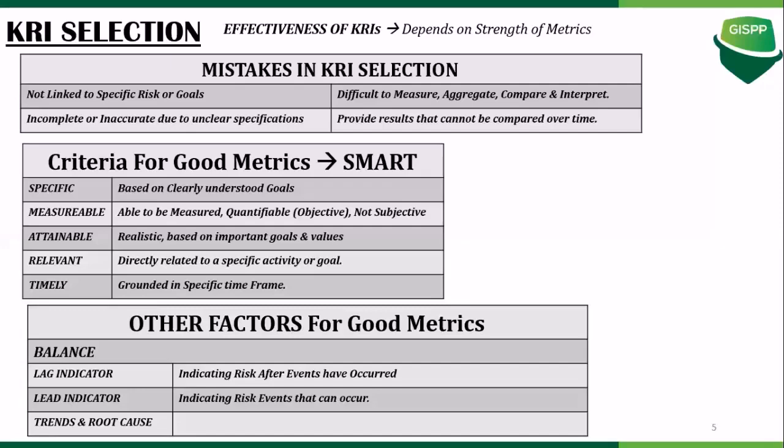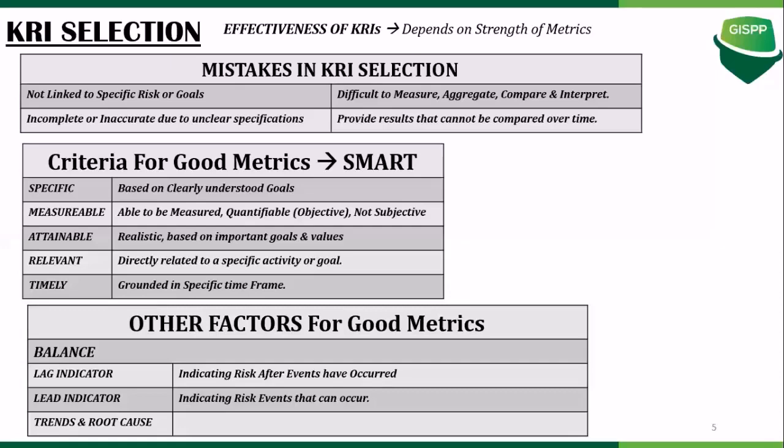The third thing is that whatever metrics you are selecting, they should be realistic, and again, they should be based on important goals and values. They should be easy to measure within a certain time frame. Then they should be relevant, tied to a specific activity or goal, and timely. You should be able to collect them in a timely manner. So these are the areas that you need to keep in view while you're selecting your metrics, because these metrics will then be fed into your KRIs.